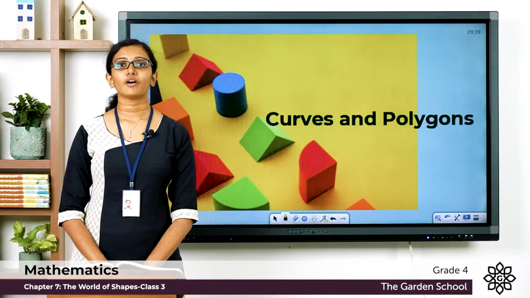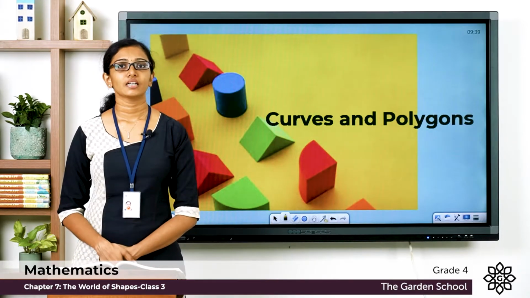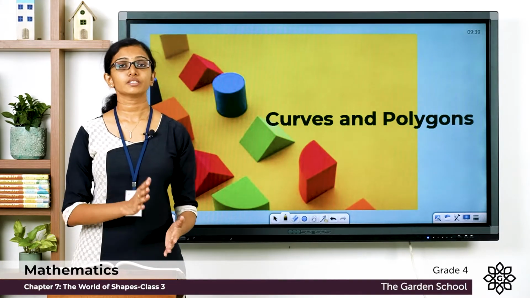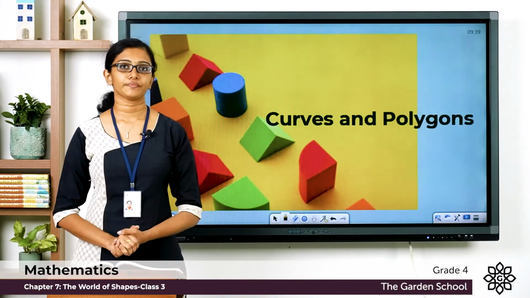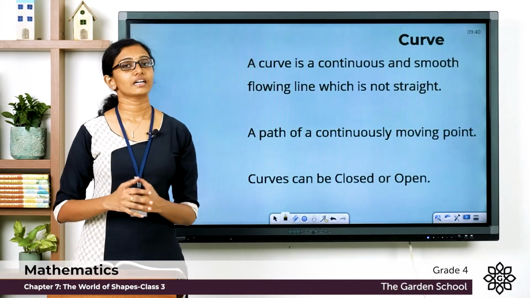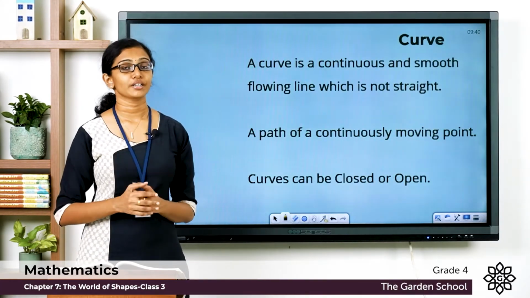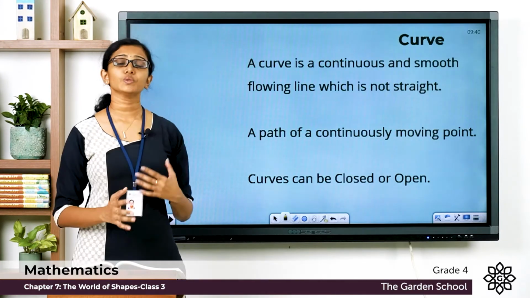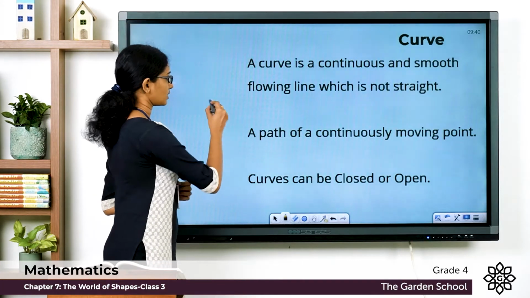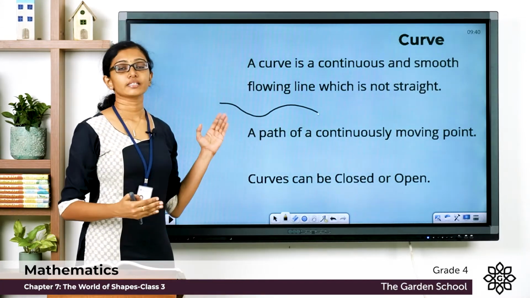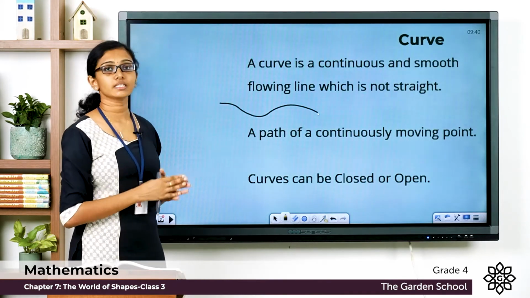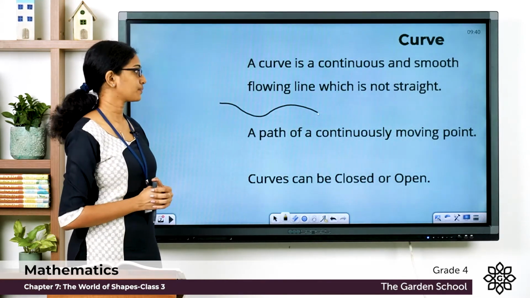Today, let's learn about curves and polygons. When we learned about lines, we learned that a line can be a straight line or a curved line. So, what would be a curve? A curve can be defined as a continuous and smooth flowing line which is not straight. Like this. It is a continuous path and it is a smooth flowing line which changes its direction from time to time.